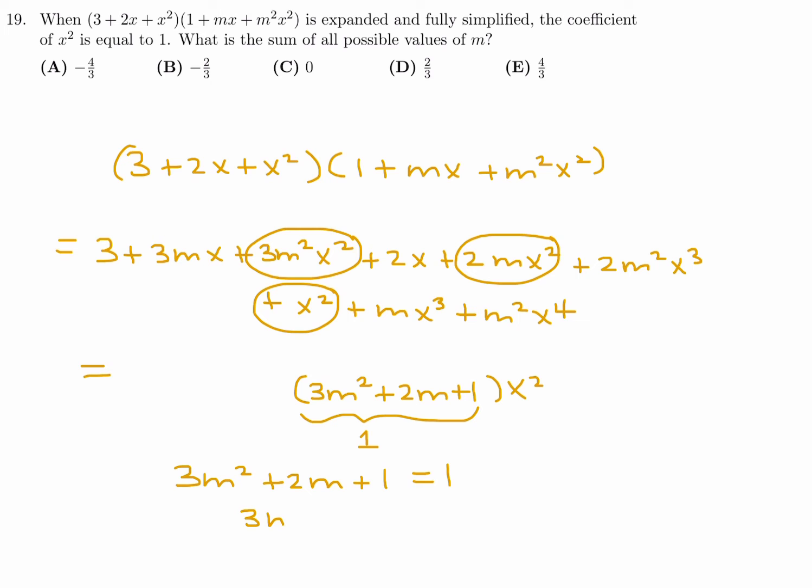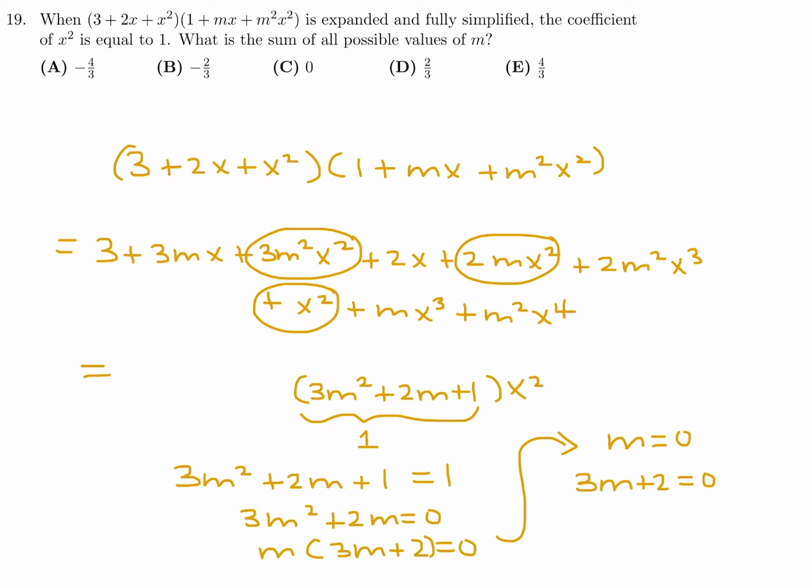So that means 3m squared plus 2m is equal to 0. Factor out the m. I get m times 3m plus 2 is equal to 0. So that means m is either equal to 0 or 3m plus 2 is equal to 0. That would mean that m would be equal to minus 2 over 3. So the sum of all possible values of m, here's one value, here's another value. When I add those up, I get negative 2 over 3. So number 19, the answer is B.